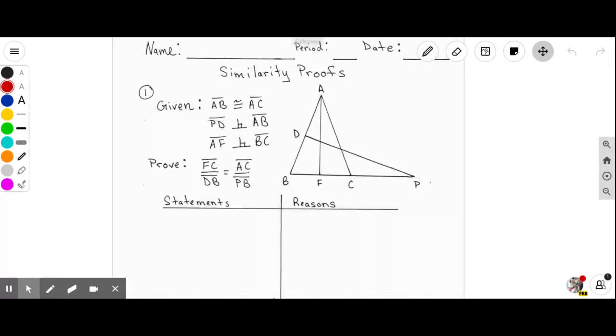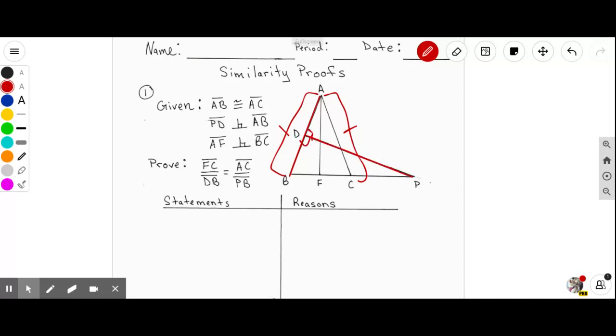So let's see what we're given here. We have AB congruent to AC already. Isosceles triangle theorem is popping out to me. Not quite sure if we'll use it, but let's see. Then we're given that PD, where's PD, is perpendicular to AB. So here's AB, here's PD. Think about what that means, right? We'll have some right angles here.